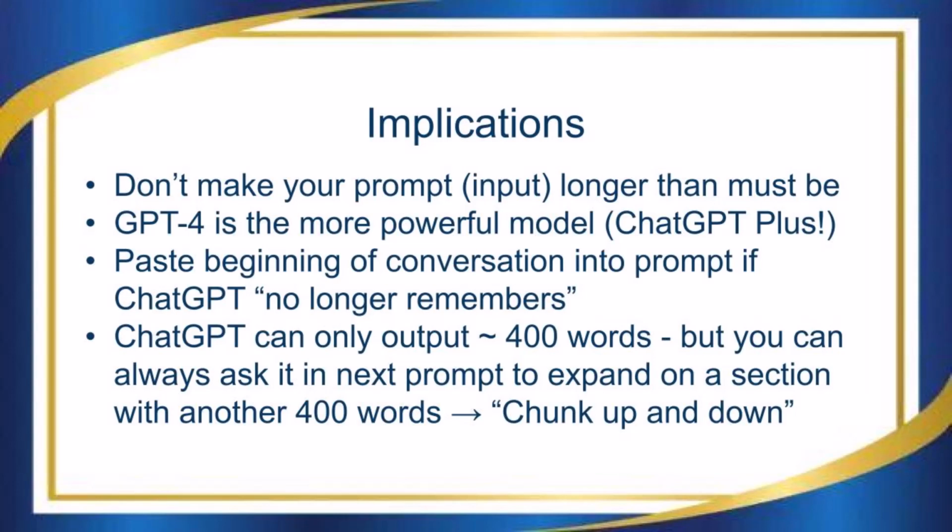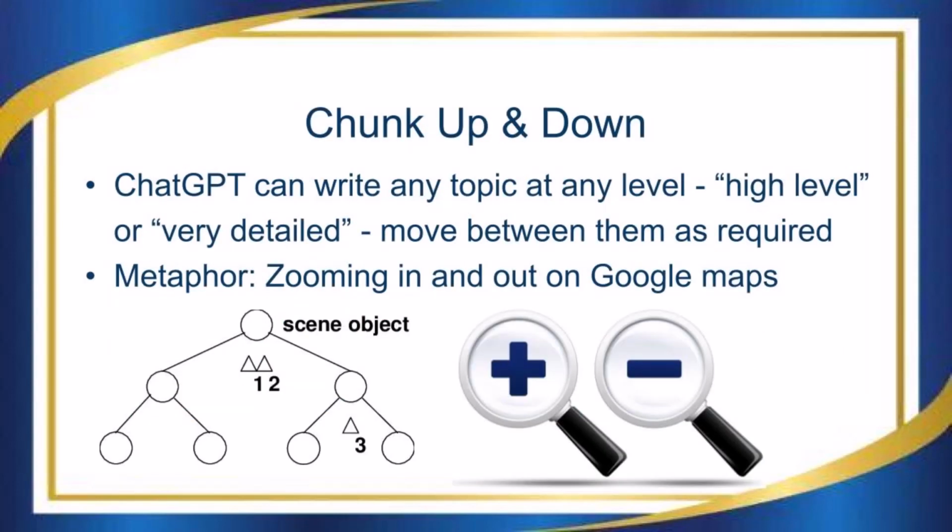So I want you to consider this idea of chunking up and chunking down. That basically means ChatGPT can write at different levels of detail. You can start high level and then ask it to expand in more detail on a section, and then expand in even more detail on that section. To me, it's kind of like Google Maps. When you have Google Maps on your smartphone, you zoom in, you zoom out. That is how you can work with ChatGPT, because maybe it gets too specific. You can then also ask it to summarize this or to make it more high level.